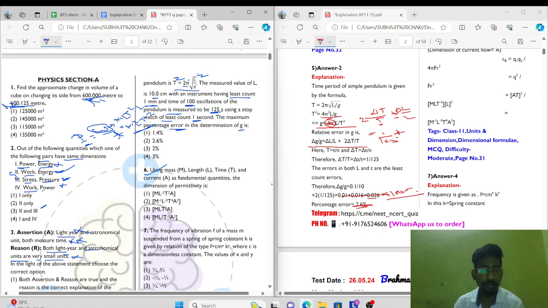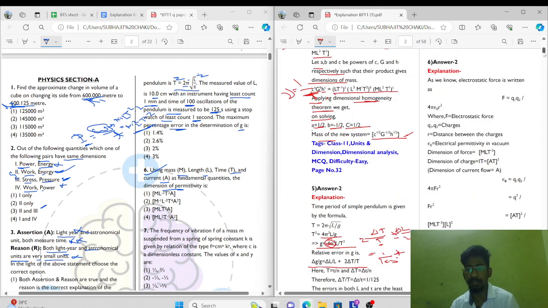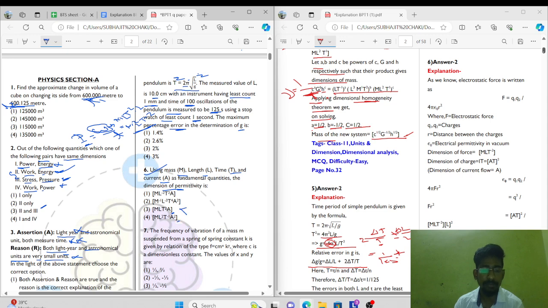Now question number 6. Mass, length, time and current are the fundamental quantities. Find the dimension of permittivity. Okay, so permittivity, I think you guys know what is permittivity. Electrical permittivity. I think you guys heard of it from Coulomb's law, right? You are already familiar with it. Coulomb's law says that the electrostatic force is equal to 1 by 4 pi epsilon naught, q1 q2 by r square, right? It is similar to the gravitational formula, right?